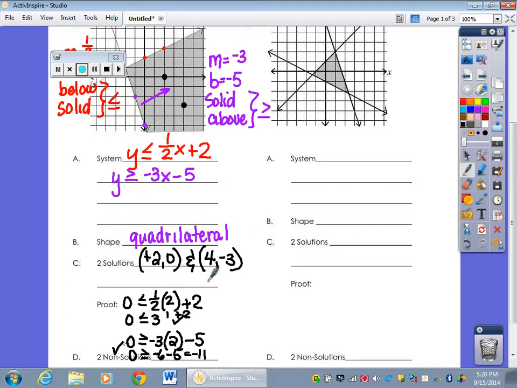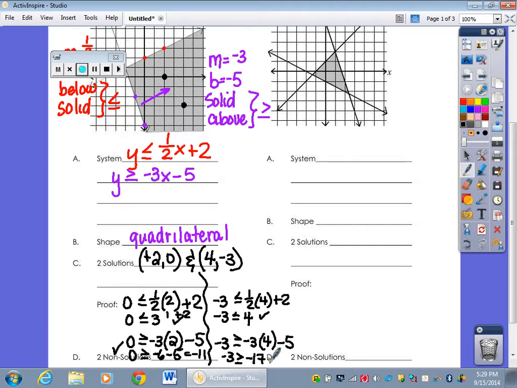And then we could do the same thing with this other point. If I put in -3 for y, -3 is less than or equal to 1/2 of 4 plus 2, which is 2 plus 2, which is 4. And then -3 is greater than or equal to -3 times 4 minus 5. So -3 is bigger than -17. So notice it works for both of them.